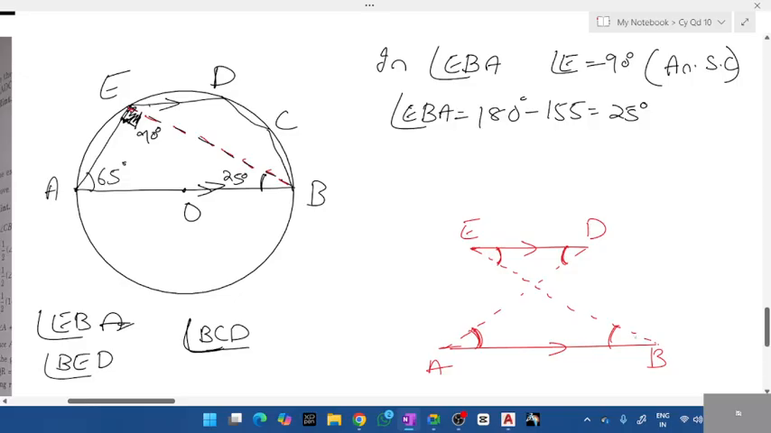Look at BED. For BED, what do you do? Take out the parallel line. Look at the second diagram. Simple question. Second diagram, 25 degrees. In a parallel line, if BD is 25, what about if AB is 25? What about BED? 25. What's the reason you have to write? Interior alternate angles. Like this.